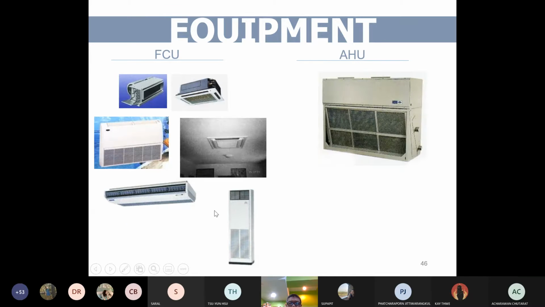This is FCU. As I said, FCU has a coil and a motor inside, but it is a single phase motor, so it is the FCU. But an air handling unit has a three phase motor, so we call it an air handling unit.